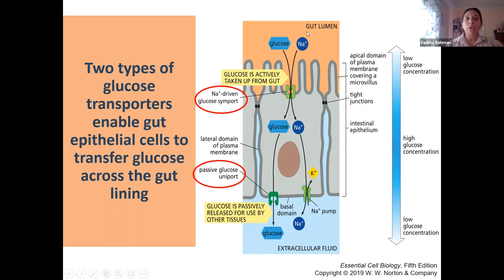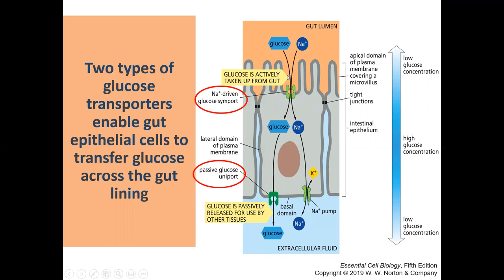So you will have low glucose concentration towards the apical side. You will have a high glucose concentration within the cell. And even though there's a high glucose concentration within the cell, it's still going to keep bringing it in because it is then releasing it out into the extracellular fluid for the use of the rest of the body. Is that process clear?